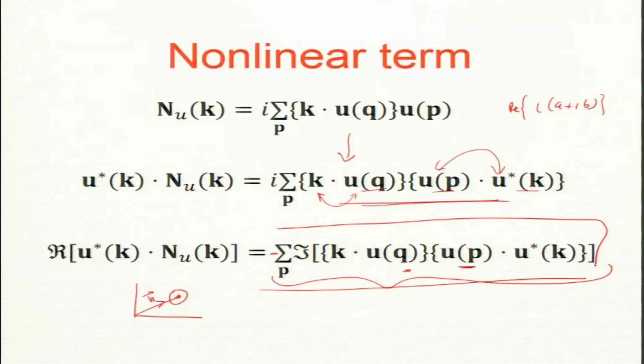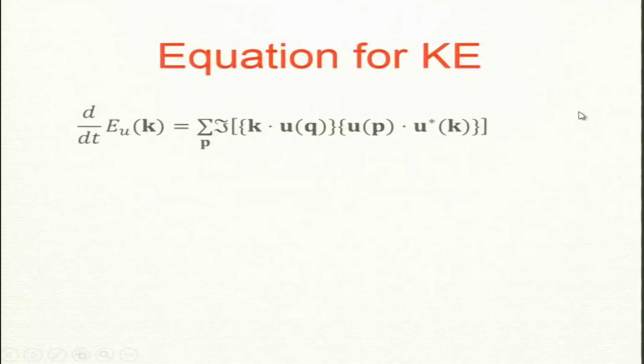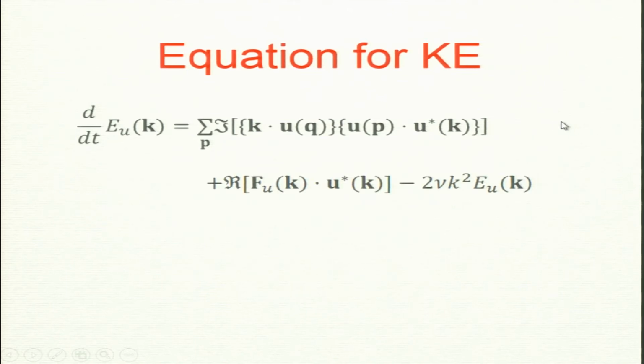So, we will be working on these interactions quite a lot. The equation for kinetic energy, in summary, is this. This is coming from a nonlinear term, this is the energy injection rate, and this is dissipation. So the interpretation, I think I have it here. This is coming from the nonlinear term, this is the injection rate by force.